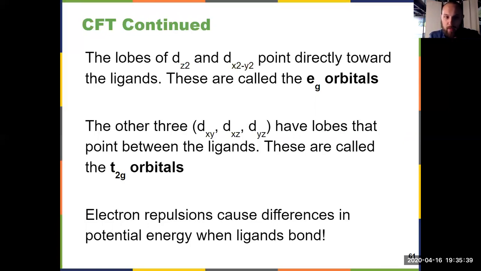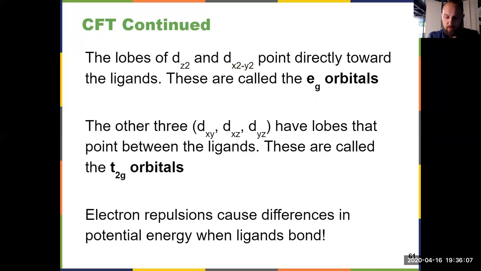Now the 3 remaining d orbitals, the dxy, dxz, and dyz, those have lobes that point between the ligands. Okay, so they'd obviously rather be nowhere near anybody, but at least they're lower in energy because they're not pointing directly at a ligand, right? Those higher energy ones, the electrons are pointing right at one another. These other ones are kind of pointed off in space, okay? And those are called the T2g orbitals.